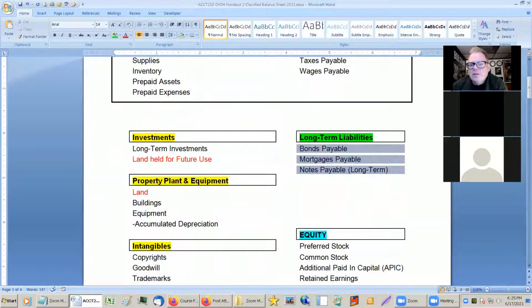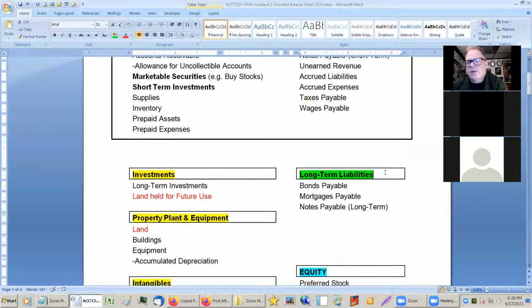Okay. Long-term payables are things that are paid in more than 1 year. So this will be greater than 1 year.